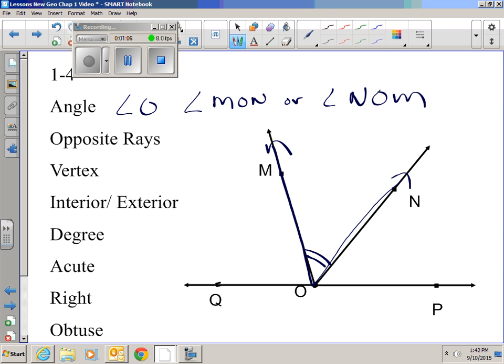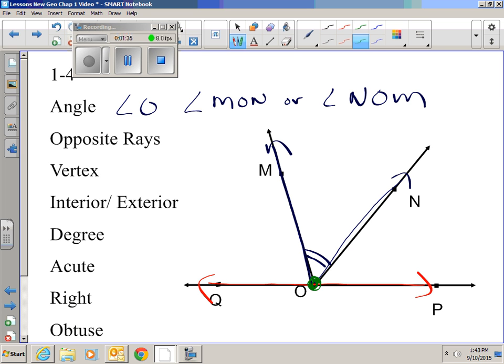Opposite rays are rays that go in an opposite direction. So ray OP is an opposite ray with ray OQ. Notice that makes a straight line when we have opposite rays. The vertex of an angle is always the point of intersection. So right here at O would be the vertex of angle MON.